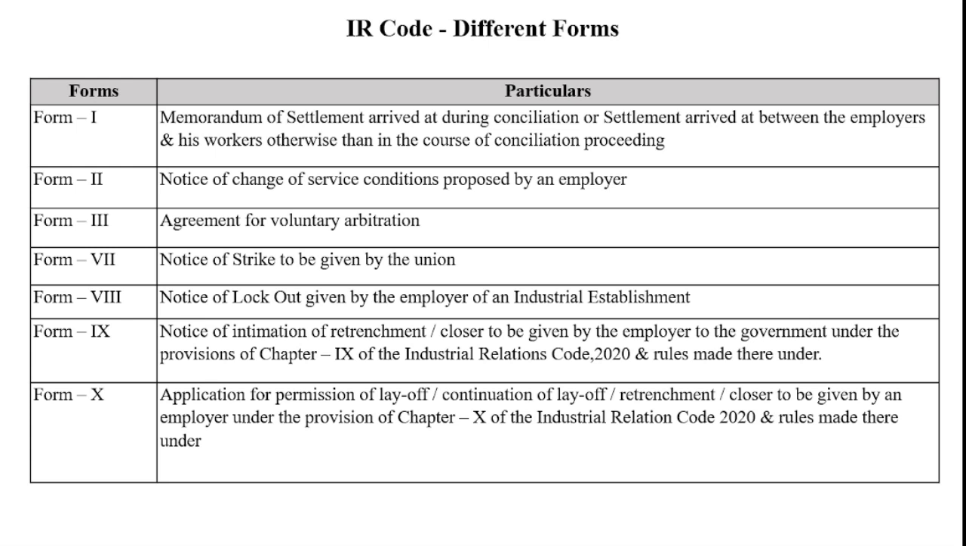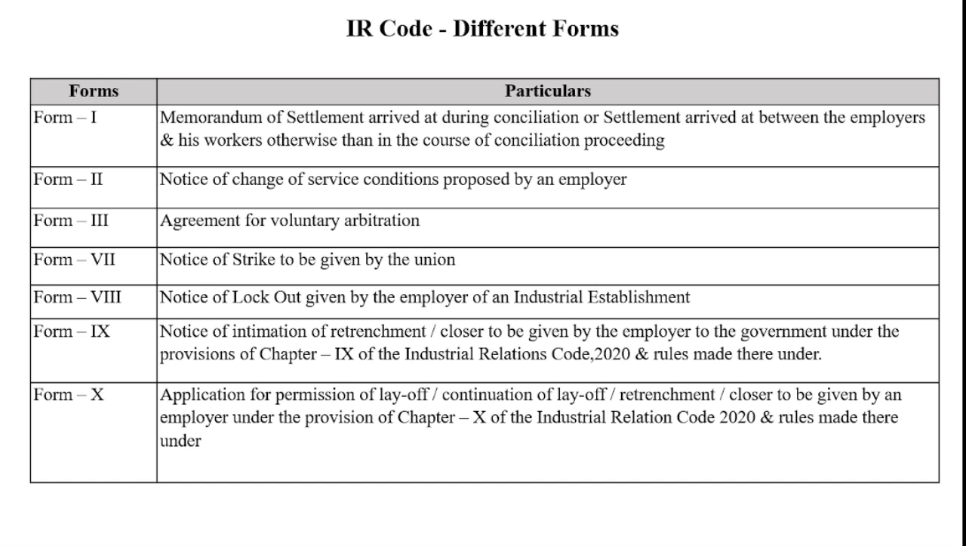Form 1, memorandum of settlement arrived at during conciliation, or settlement arrived at between the employer and his workers otherwise than in the course of the conciliation proceedings. Form 2, notice of change of service conditions. Form 3, agreement for voluntary arbitration. Form 7, notice of strike to be given by the union. Form 8, notice of lockout given by the employer of an establishment whenever it arises.